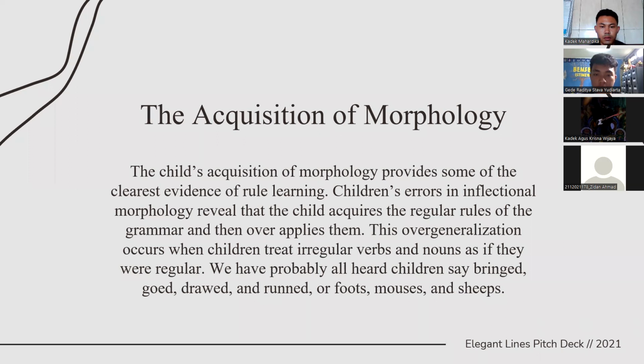Okay, next, the acquisition of morphology. The child's acquisition of morphology provides some of the clearest evidence of real learning. Children's errors in inflectional morphology reveal that the child acquires the regular rules of the grammar and then overapplies them. This overgeneralization occurs when children treat irregular verbs and nouns as if they were regular. We have probably all heard children say bringed, goed, drawed, and runned, or foots, mouses, and sheeps.